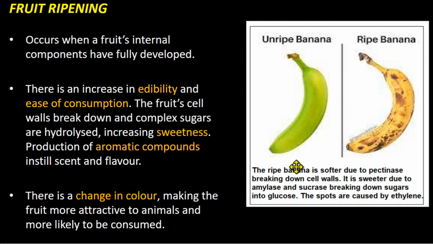So the ripe banana is actually softer as well due to pectinase breaking down the cell walls. It is sweeter due to the amylase and sucrase breaking down sugars into sucrose and glucose. These spots here are caused by ethylene. We're going to get into that just now.